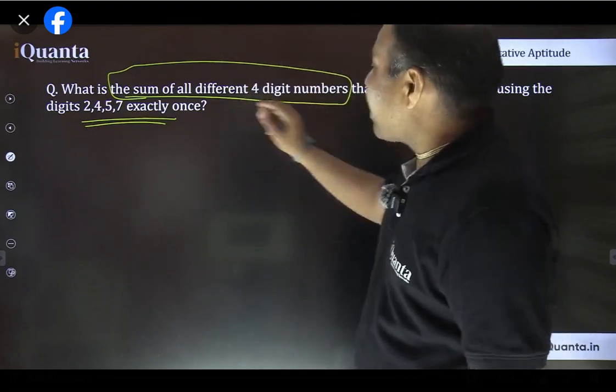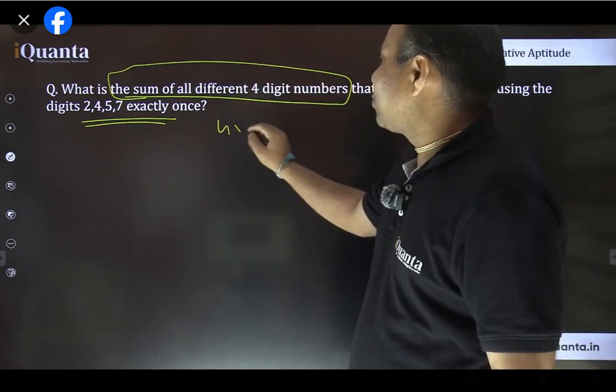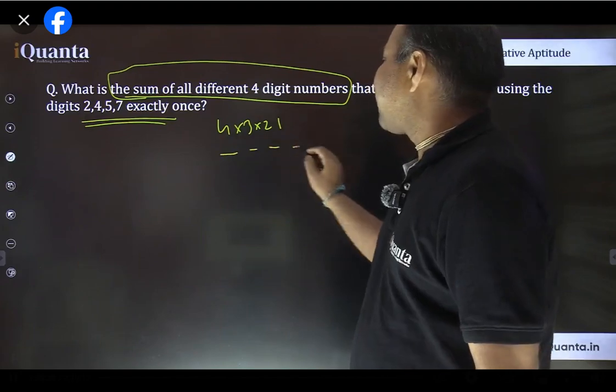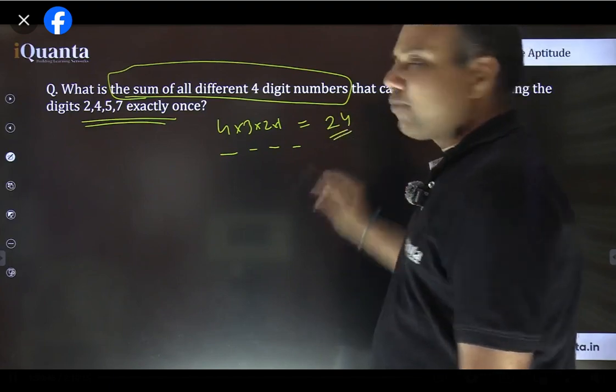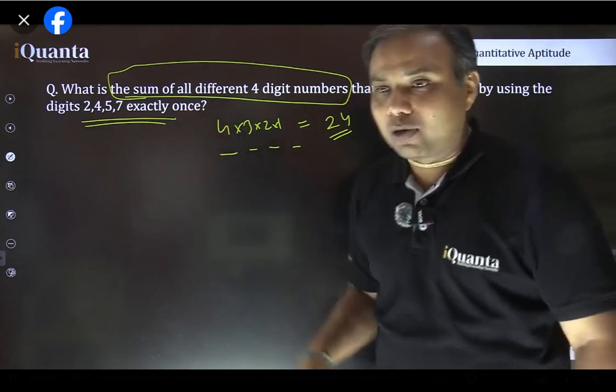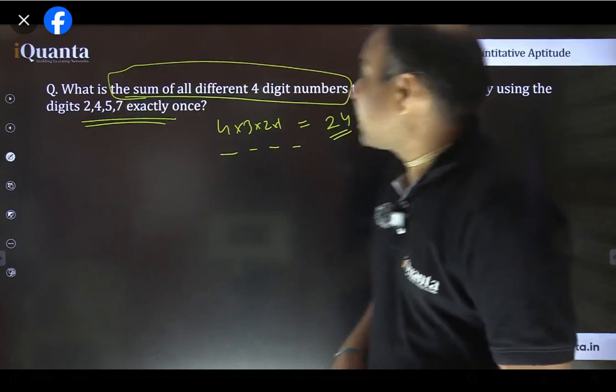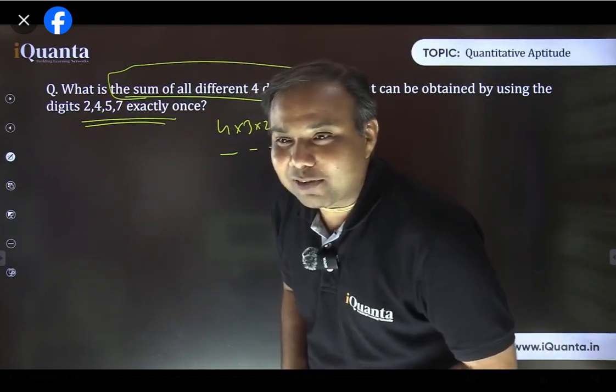Now, listen. Total 24 numbers will be there, that's for sure. You know that it is 4 into 3 into 2 into 1. Now, for 4 places, the first place can be filled in 4 ways, then 3 ways, then 2 ways, then 1 way. So total 4 factorial, 24. Now the question is asking about the sum of those 24 numbers. We are not to find the sum of digits. It's not the sum of digits. We have to add the numbers.